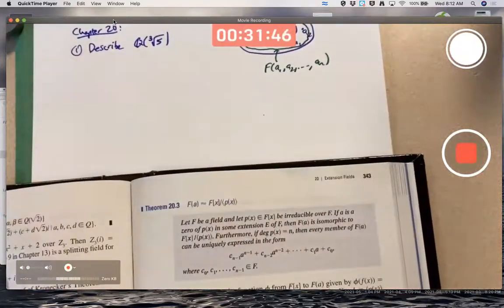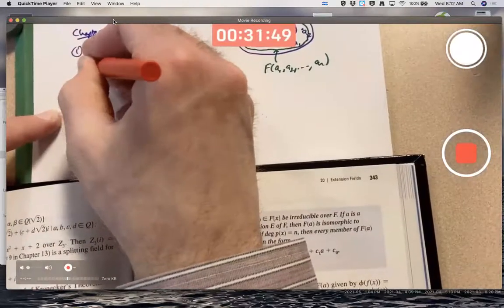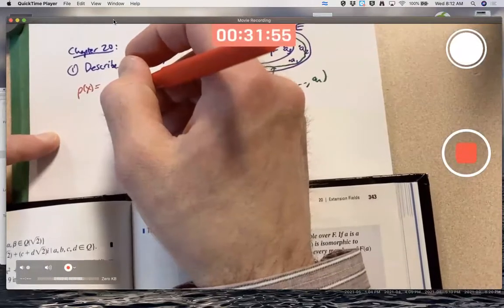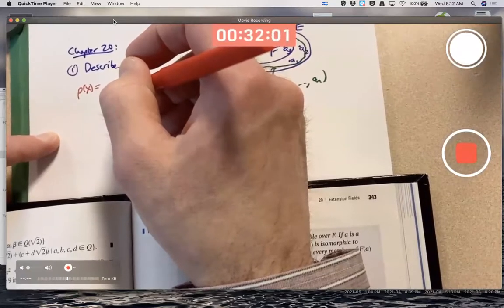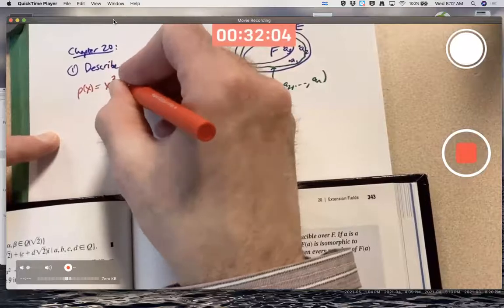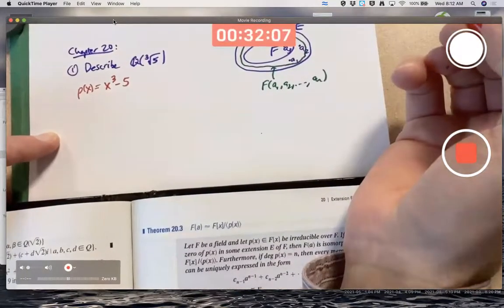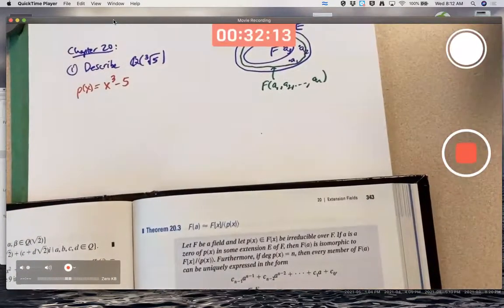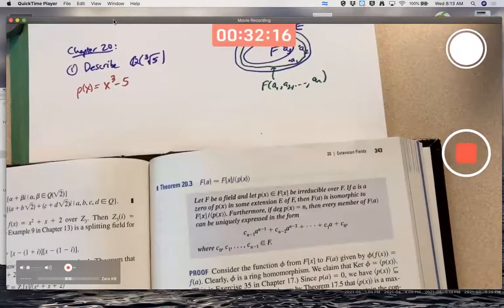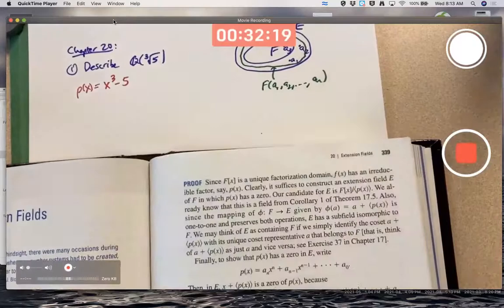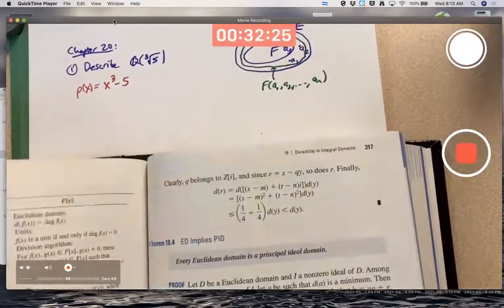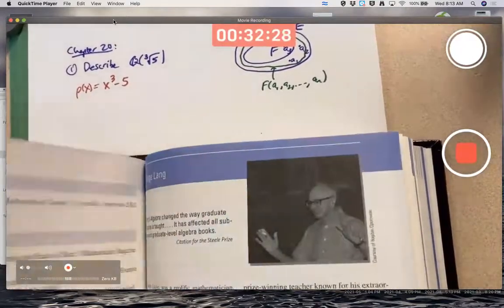What should I use for p of x? A polynomial with rational coefficients that's irreducible and also has cube root of 5 as a root. How about x cubed minus 5? That certainly has cube root of 5 as a root. Is it irreducible over Q? Yeah, Eisenstein's criterion can come to the rescue. That's one example of something you can use, back in chapter 17.